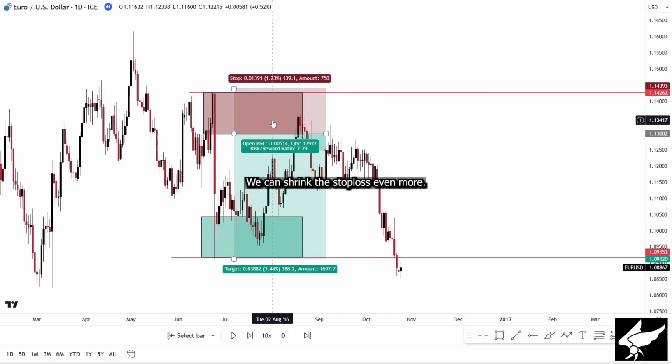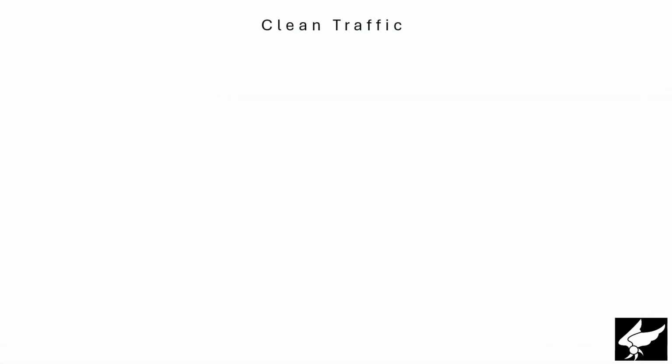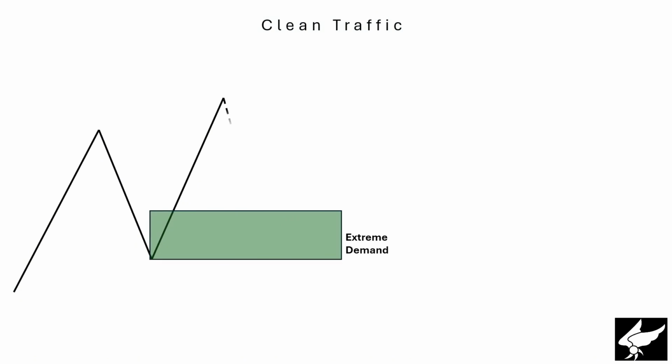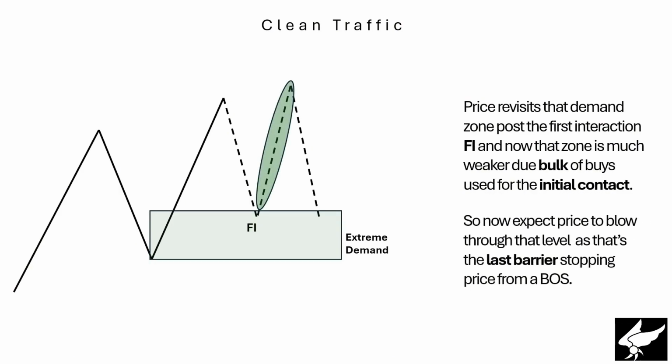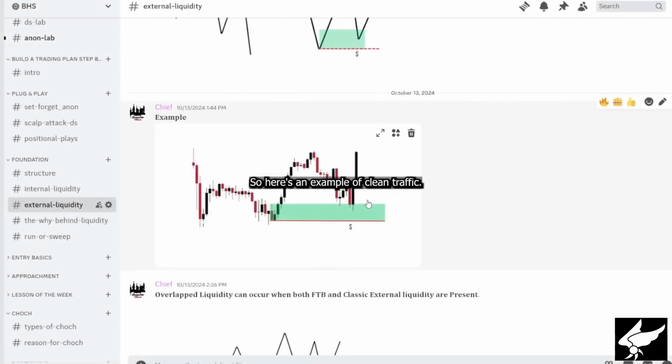We can shrink the stop loss even more. So now let's talk about clean traffic. Here you have your extreme demand zone. Price rejects off that level and visits that level one more time. Price revisits that demand zone post the first interaction, and now that zone is much weaker due to the bulk of buys used for the initial contact. So now you can expect price to blow through that level, as that's the last barrier stopping price from breaking structure. So here's an example of clean traffic.